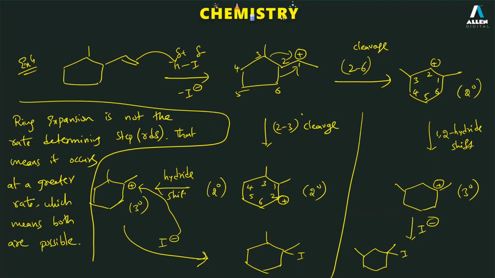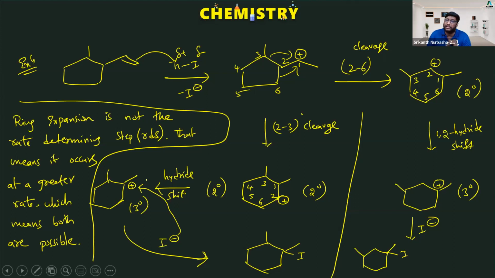Yes, sir. Okay. So such questions no one will ask. If they have asked, then what should you do? You have to go with the number of hyperconjugative structures. Like this is a 3-degree carbocation, this is also a 3-degree carbocation. In the 3-degree carbocation, whichever structure has more number of hyperconjugative structures, you have to decide and go with that. But ring expansion is not a rate determining step, so asking such questions is not valid. Right?